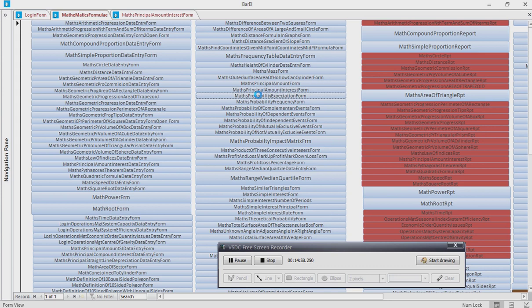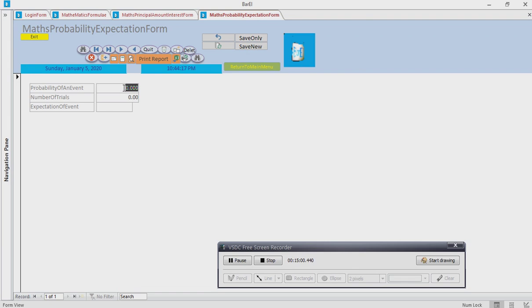How to calculate expectation. If the probability of an event is 0.2, that is 20%, and there are 400 trials, the expectation of the event therefore is 80.